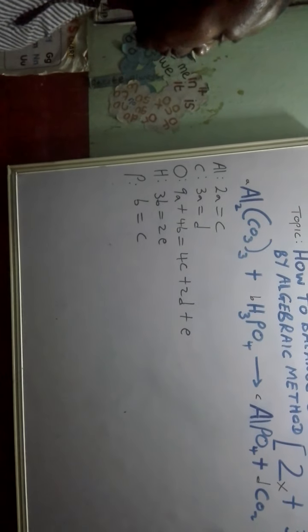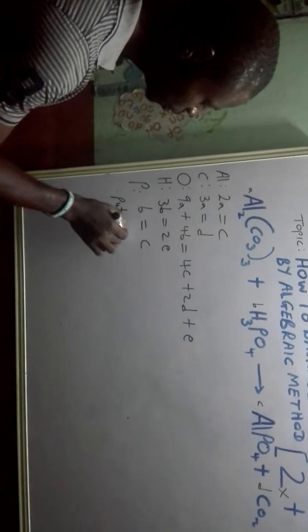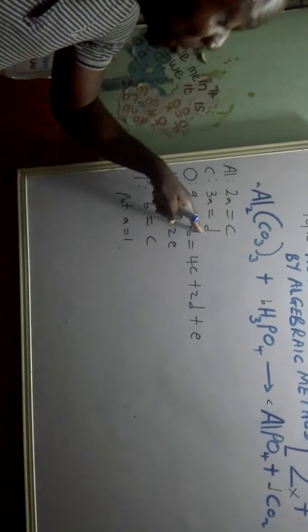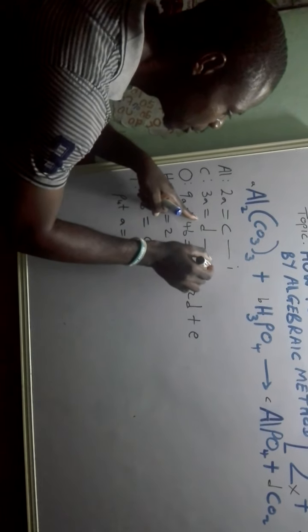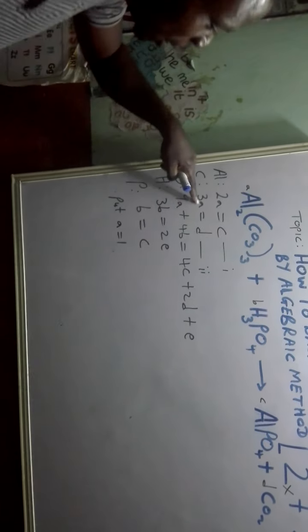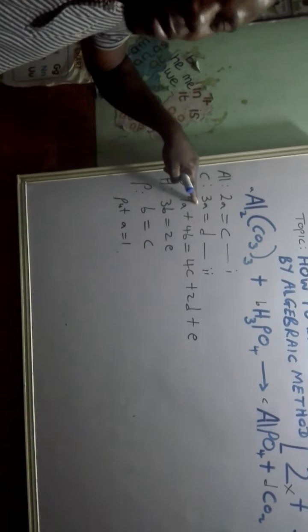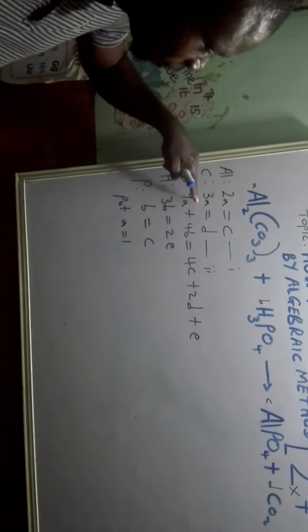So we now put A to be 1. We are using this equation because in this equation, A is the smallest. So we cannot use 2, because 2 is greater than 3. Therefore we have to use this. So we have A to be 1.